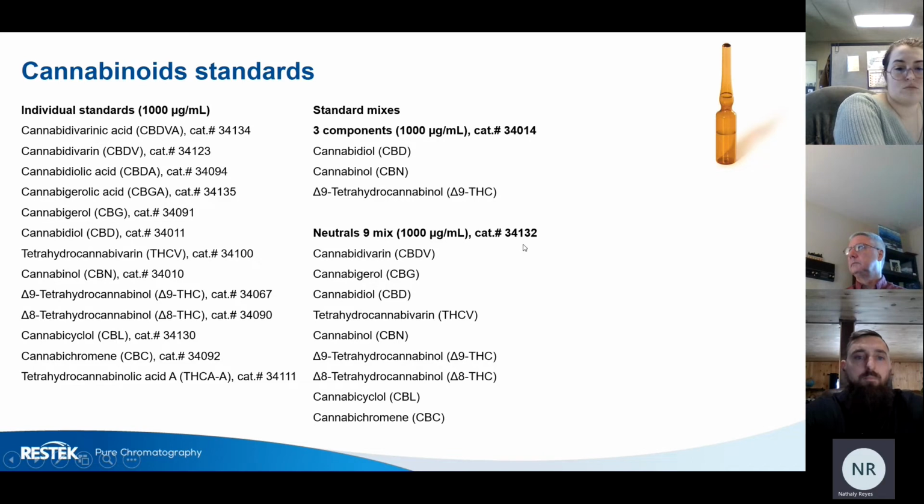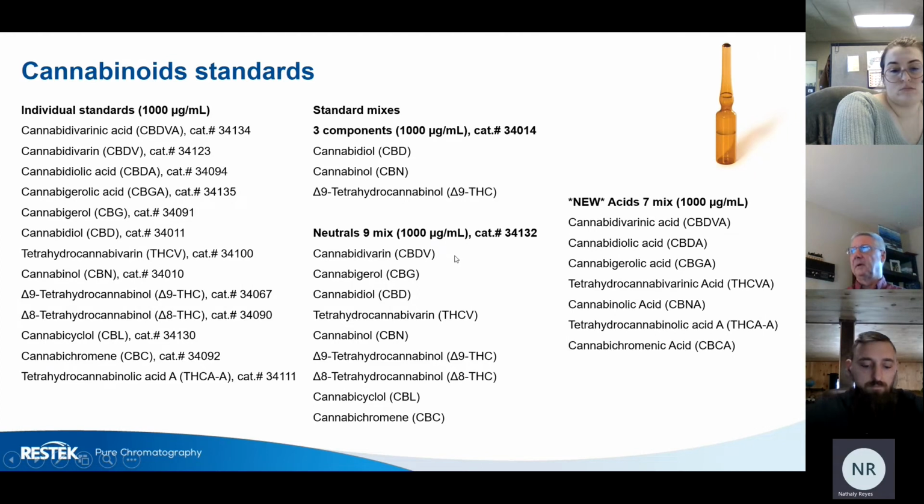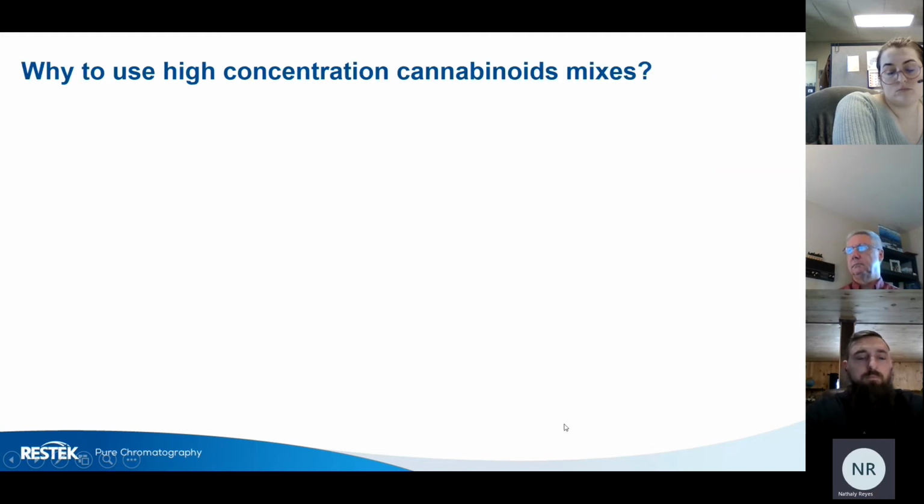And then we recently launched the Neutrons 9 mix that contains 9 different cannabinoids at 1000 micrograms per milliliter. And last week we launched this product called Acid 7 that contains 7 major cannabinoids that are acids, and their concentration is also 1000 micrograms per mL. So you can easily pair the Acid 7 mix with the Neutrons 9 for more comprehensive analysis.